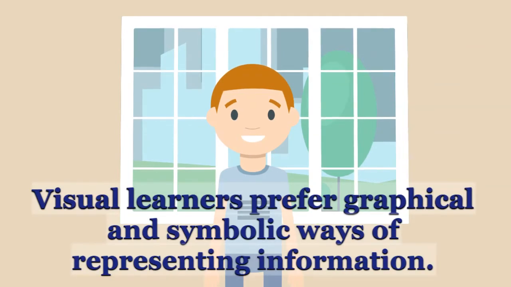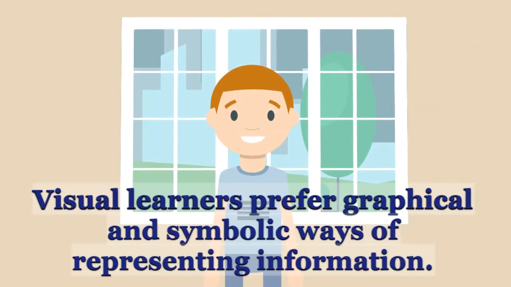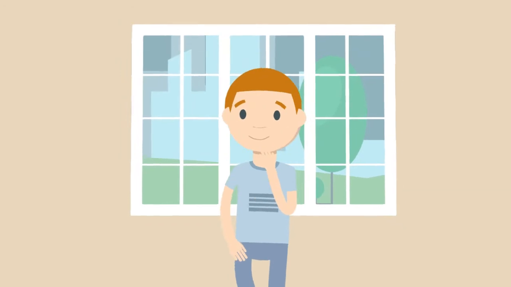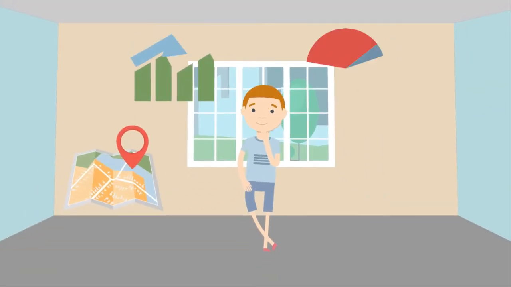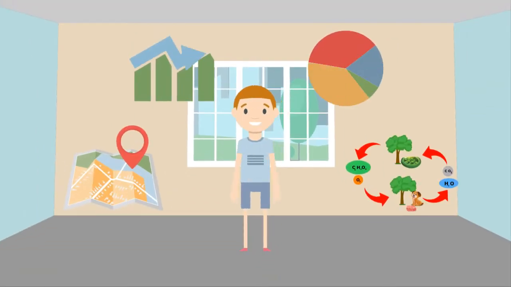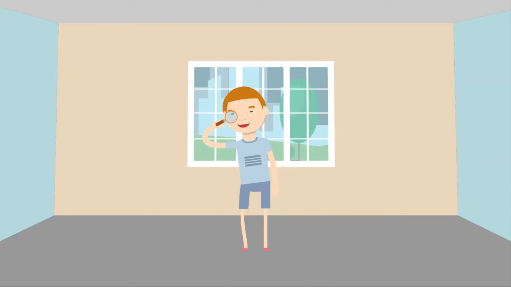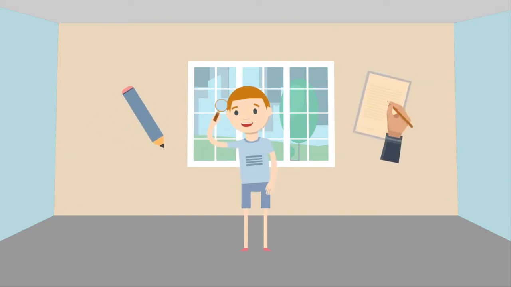Visual learners prefer graphical and symbolic ways of representing information. This includes a preference for maps, diagrams, charts, graphs, and flowcharts. These types of learners are sensitive to spatial arrangement, and can work easily with symbols and patterns. They often use visual aids, like drawings and outlines, to make sense of new information.